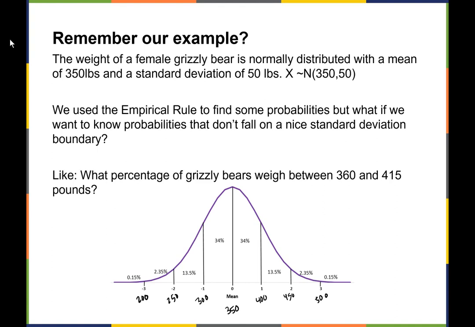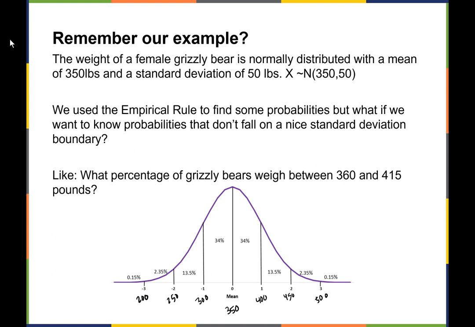So remember our example about the female grizzly bears and their weights being normally distributed with a mean of 350 and a standard deviation of 50? Well, we used the empirical rule in the previous video to find out about some probabilities or percentages. But what if we want to know about those things that don't fall in nice standard deviation boundaries? Like, for example, what if we wanted to know what percentage of grizzly bears weigh between 360 and 415 pounds?